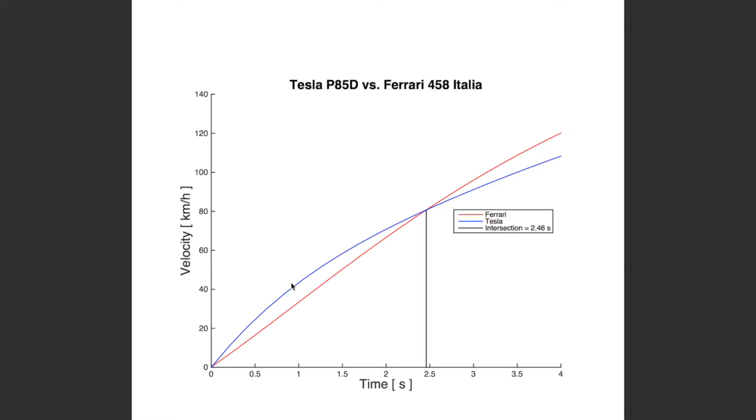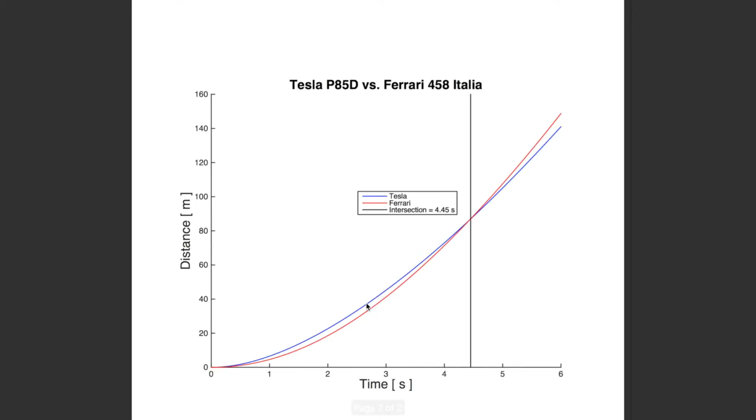I have another graph here I want to show you, where I actually took the area under the graphs and plotted them against each other so you can see. Yeah, here we see it. The Tesla, which is the blue line again, will be going further and further away from the Ferrari, where the axis over here indicates how far the car has gone in meters, and down here it's time in seconds. And as you can see, the Ferrari won't catch up with the Tesla until about 4.45 seconds.